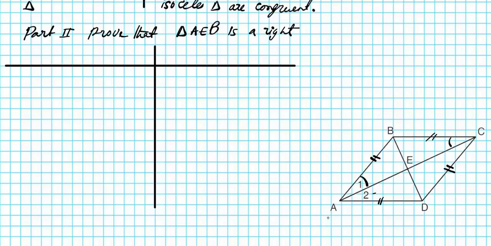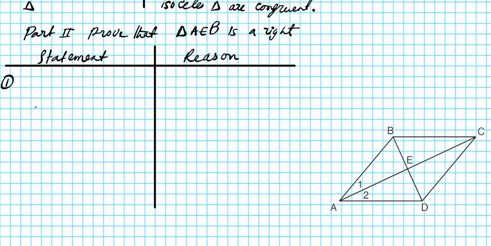Okay, so that's the plan of attack. Let's go ahead and get started. Statement and reason. All right, so goal number 1 is to show that these two triangles are congruent. So we're going to be taking some things that we got from the previous step.